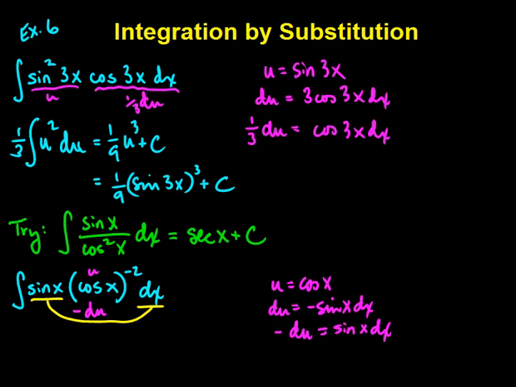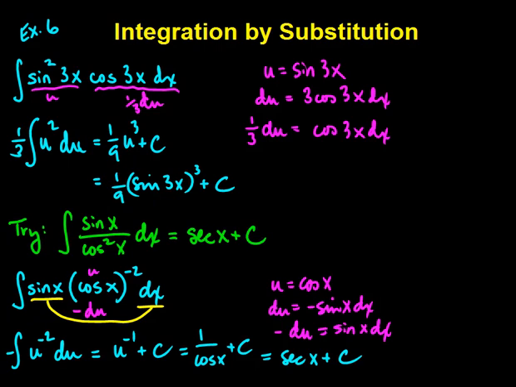Rewriting, I get negative integral of u to the negative second du. And the antiderivative of u to the negative second is going to be u to the -1 over -1. So the negatives will cancel, and I'll get u to the -1 plus c, which is 1 over cosine x plus c, which is just secant x plus c. And that's what we were looking for. All right, so I will go on to further examples in the next video.